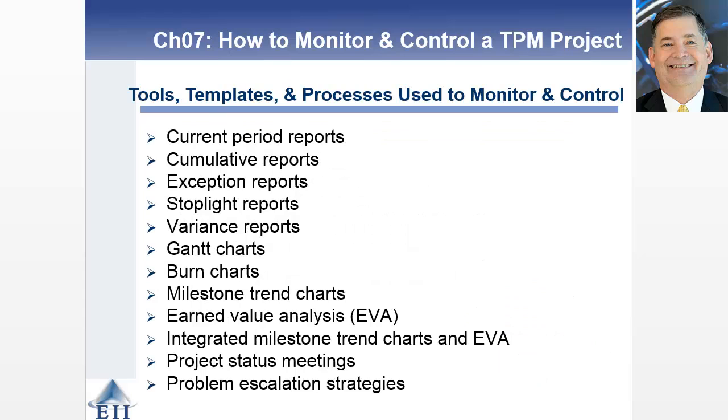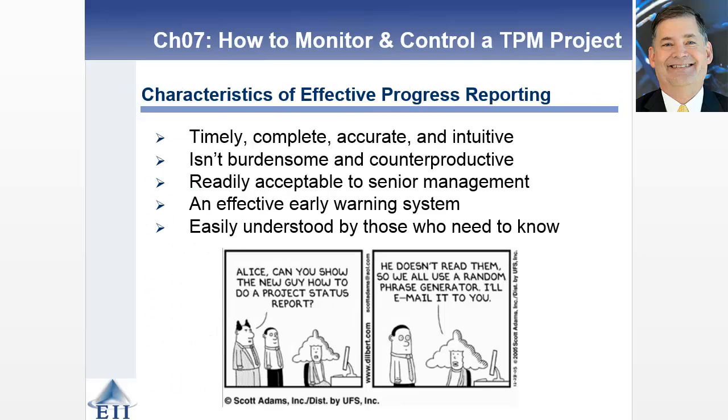Here are some of the tools, templates, and processes that you're going to use. You've got that series of charts up front. We will get a little bit into earned value analysis and how that works, and then how you can take that and chart it to build milestone trend charts. And then we'll finish up by looking back at those project status meetings and problem escalation strategies associated with a particular project.